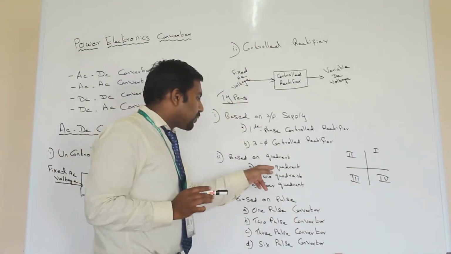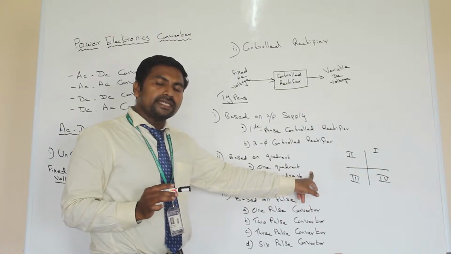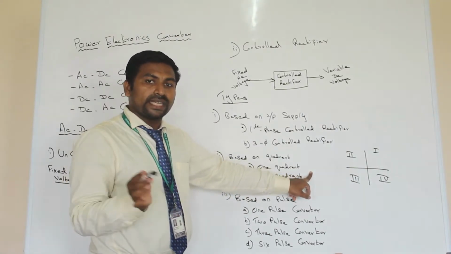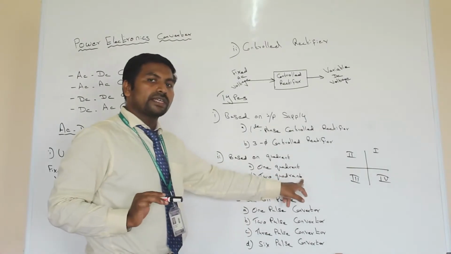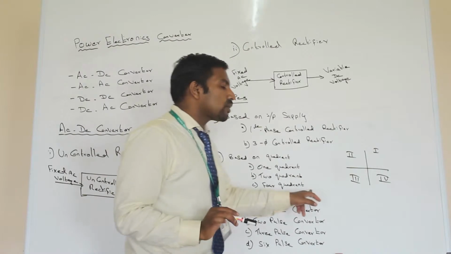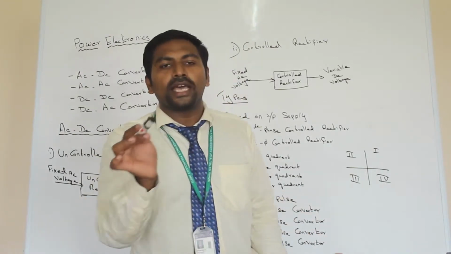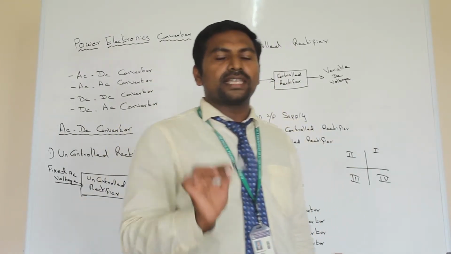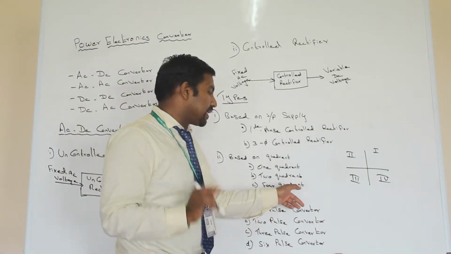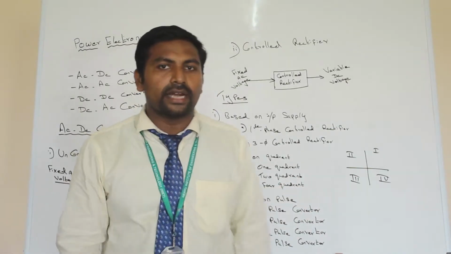For example, a one quadrant converter is nothing but a single phase half wave controlled rectifier. A two quadrant converter is a single phase full wave controlled rectifier. A four quadrant converter is one of the converters we have, otherwise called a dual converter. So a dual converter is called a four quadrant converter.